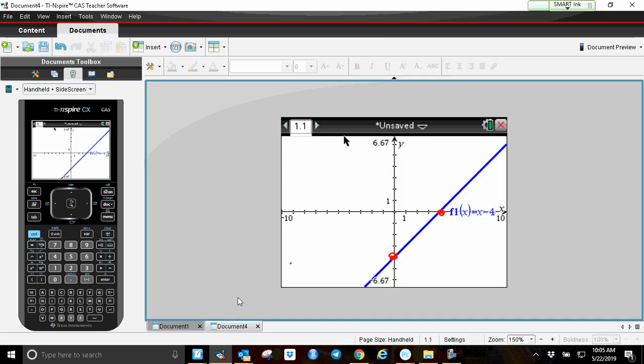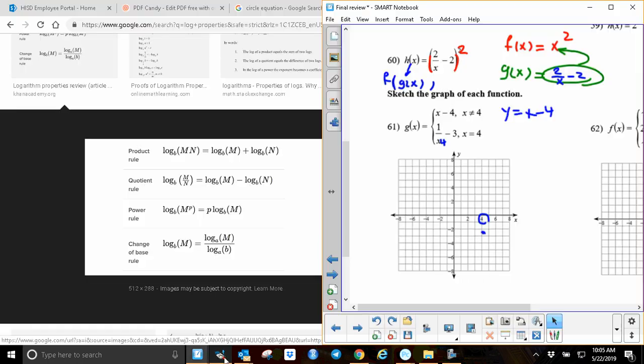Negative 4. 1, 2, 3, 4. Negative 4 is, this is where I'm going. I'm going to draw everything. Do you see it? But I'll make that point blank because at point 4, this is your.